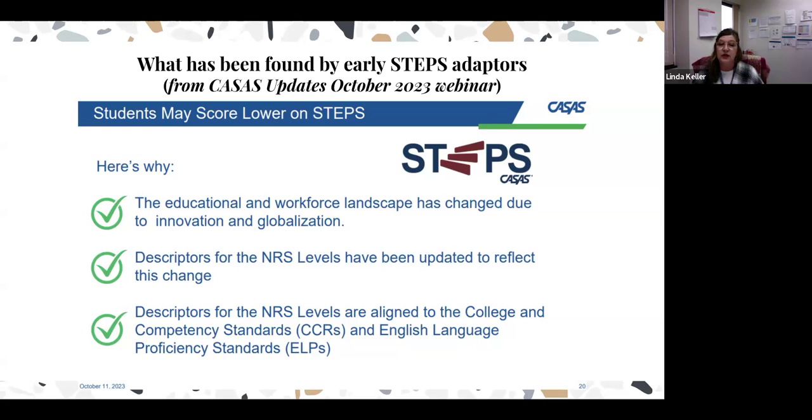Students may be scoring lower on STEPS reading tests than they did on the life and work, but the reason for that is because the education and workforce landscape changed due to innovation and globalization. The descriptors for the NRS levels were updated to reflect that change. And the descriptors are aligned to the college and career competency standards and English language proficiency also. So, next slide, please.